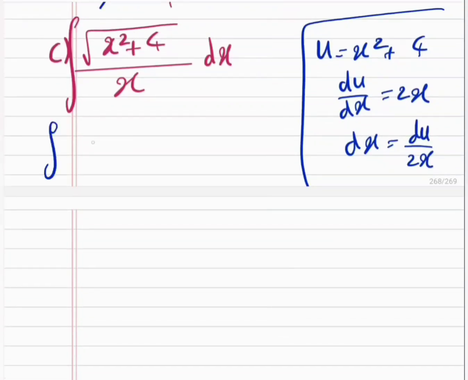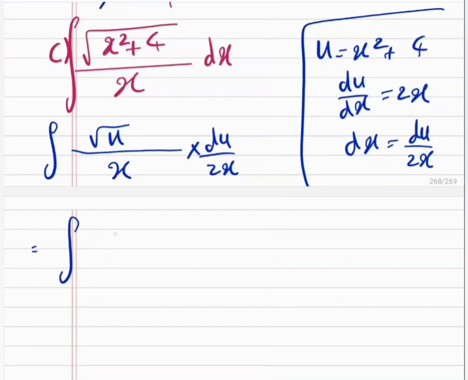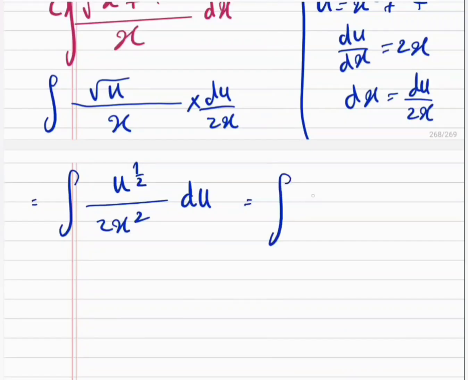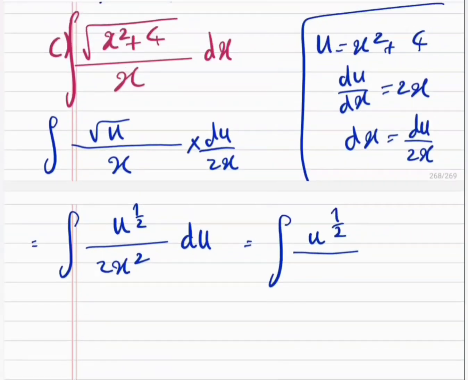So we have root u over x times du over 2x, and this is equal to u to the power half over 2x squared du. So here the interesting thing is that if you just rearrange this, then x squared is equal to u minus 4. So we'll have u to the power half over 2 times u minus 4, that is 2u minus 8.